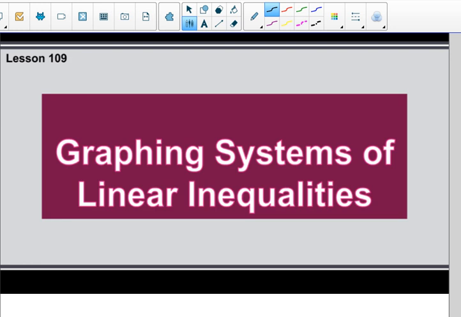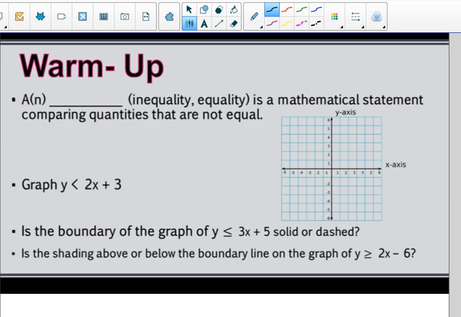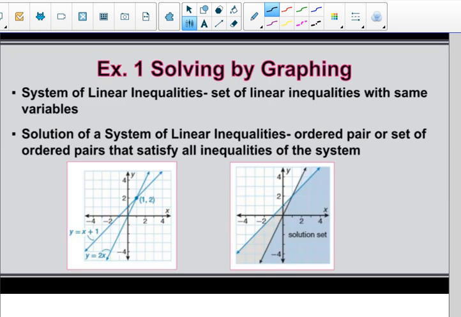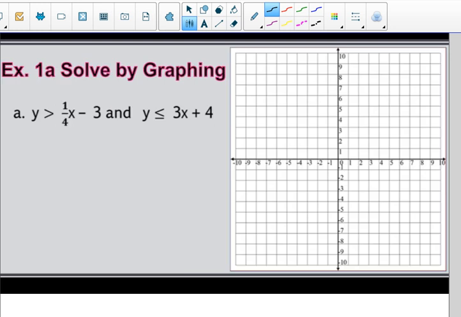Hi everyone, lesson 109, graphing systems of linear inequalities. We went through earlier in the year how to graph a system of linear equations. With linear inequalities, you're going to have two inequalities where you have to graph and shade. Your solution is always going to be where the two shadings overlap. So a system of linear inequalities is two or more inequalities, and the solution is where they overlap. So let's take a look at an example.